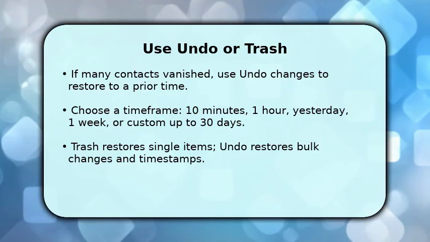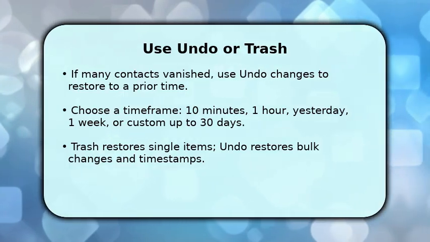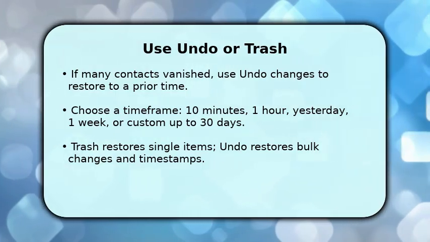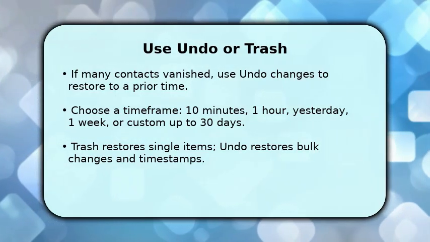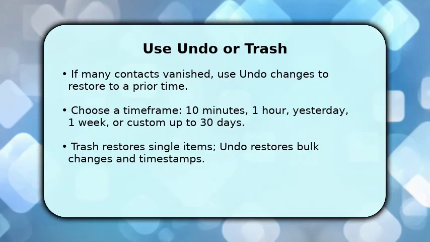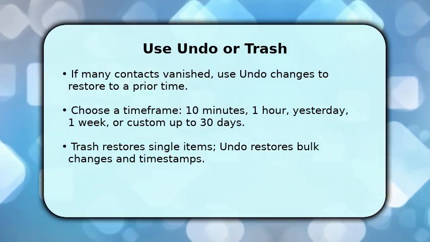Use trash when individual contacts were deleted, select each item and restore. When multiple contacts are missing, pick undo changes from the left menu. This rolls your entire contacts list back to a previous snapshot. Choose the time frame that predates the deletion. Google applies the snapshot to all contacts, so make sure that date contains the data you need.